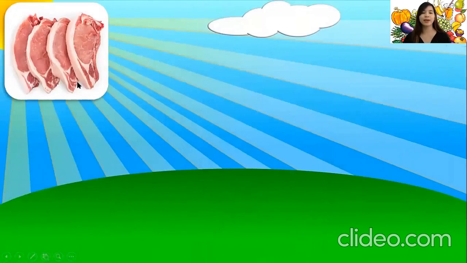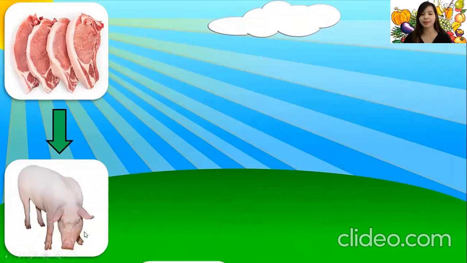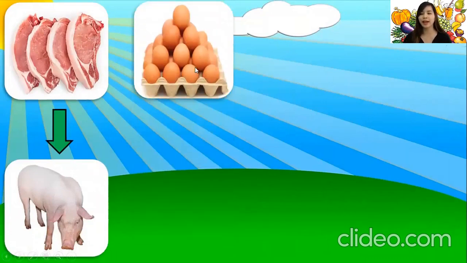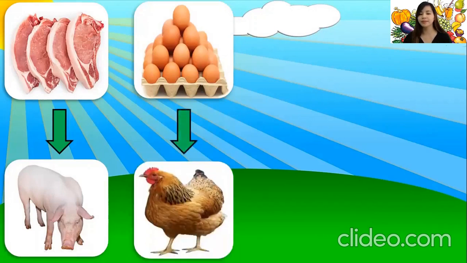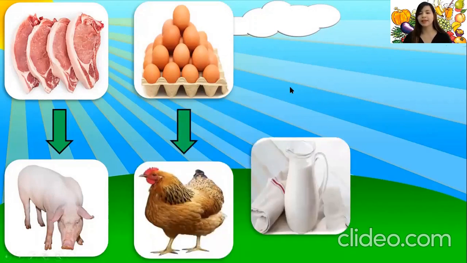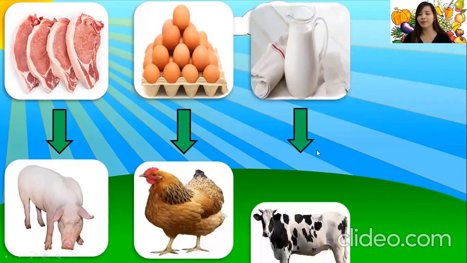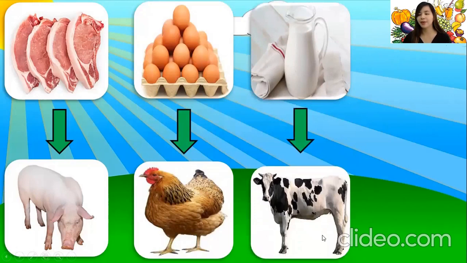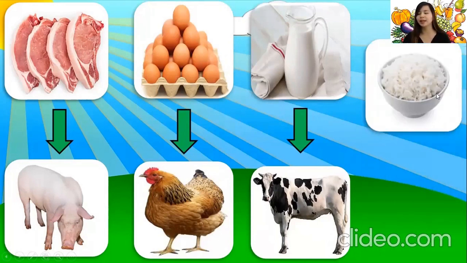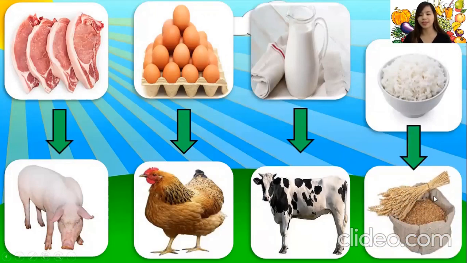So the first one, we have here the pork. And pork comes from pig. Next, we have here the eggs. And eggs come from hen. Next, we have here milk. And milk comes from cow. Or you can also get it from goat and sheep. And next one, we have here the rice. And rice comes from wheat. Very good.